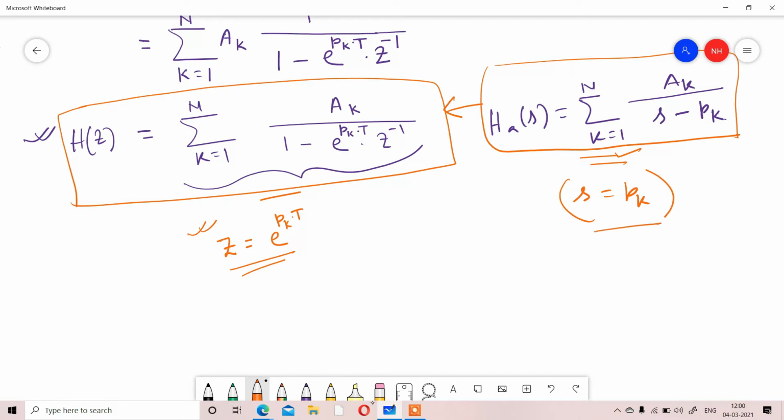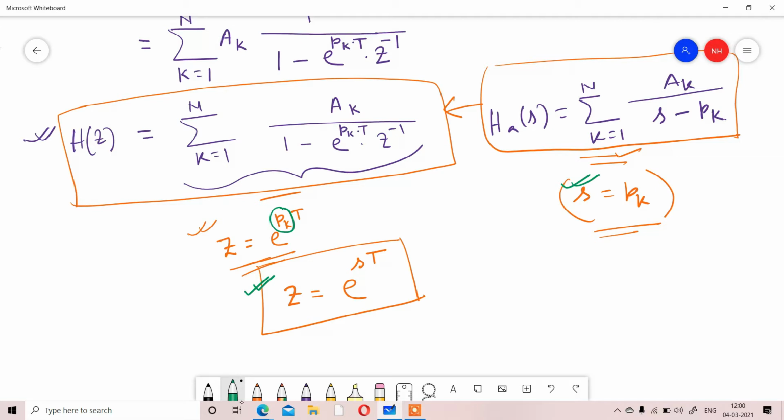So if we compare these two, we can simply write z equal to e to the power sT. Simply p_k equal to s, so we are representing p_k by s. So we are getting z equal to e to the power sT, meaning we are getting a relation between the Laplace domain and the z domain.